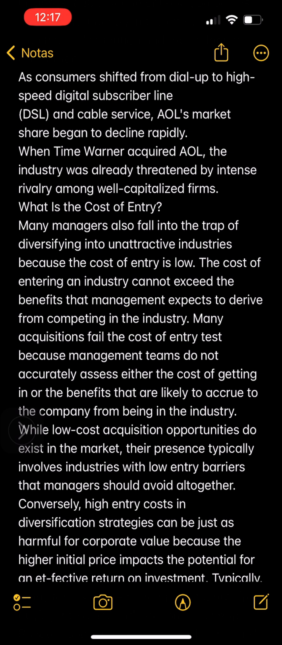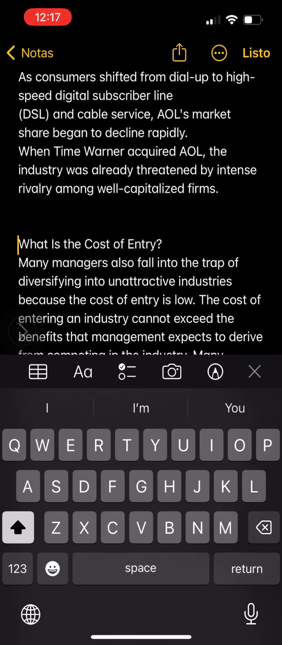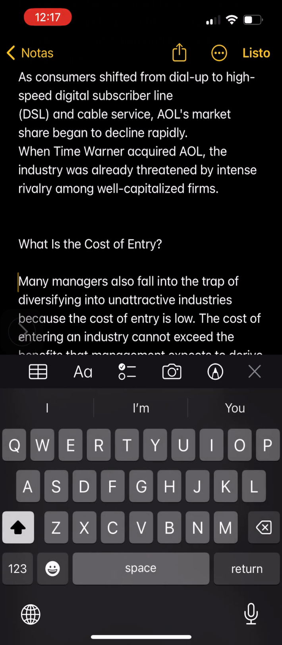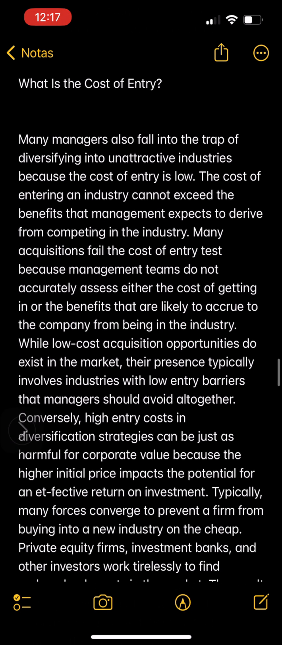What is the cost of entry? Many managers also fall into the trap of diversifying into unattractive industries because the cost of entry is low. The cost of entering an industry cannot exceed the benefits that management expects to derive from competing in the industry. Many acquisitions fail the cost of entry test because management teams do not accurately assess either the cost of getting in or the benefits that are likely to accrue to the company from being in the industry.